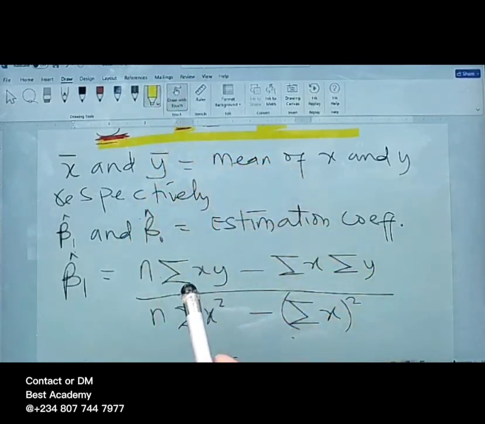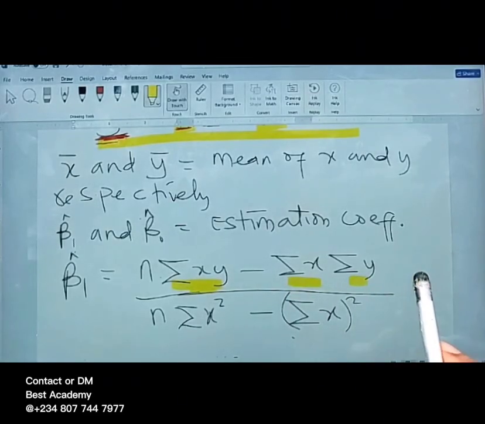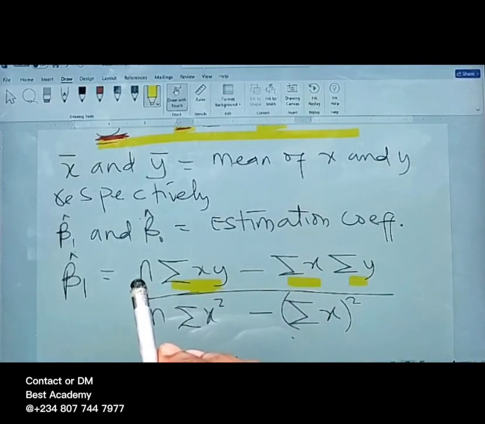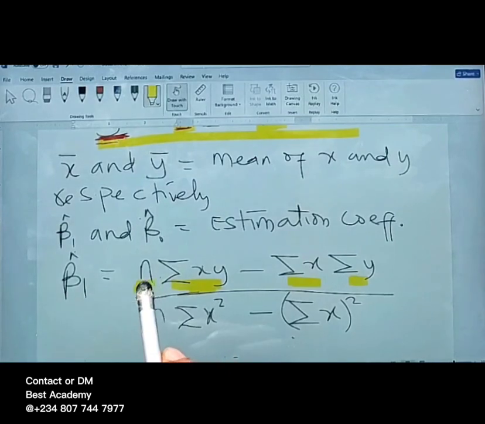So what does it mean? It means that I have to find the sum of sy. After knowing our sy, I have to find the sum of s and the sum of y. This n here is the frequency of s and y, that is the number of pairs of s and y. So how many numbers are in s, and how many in y?